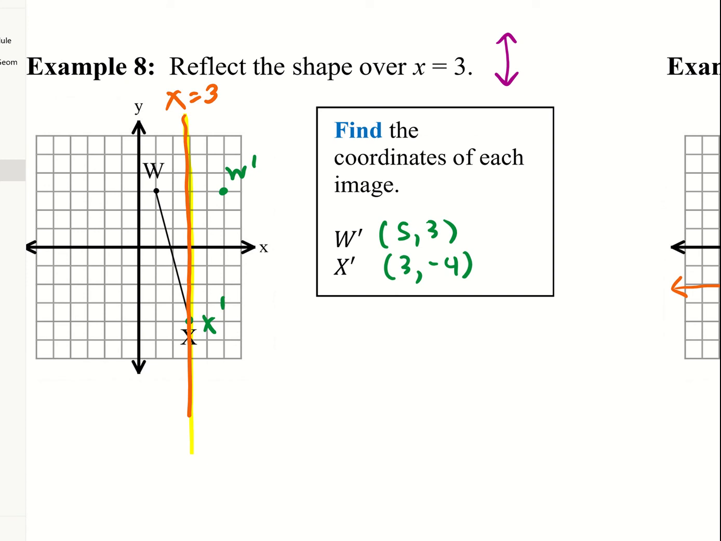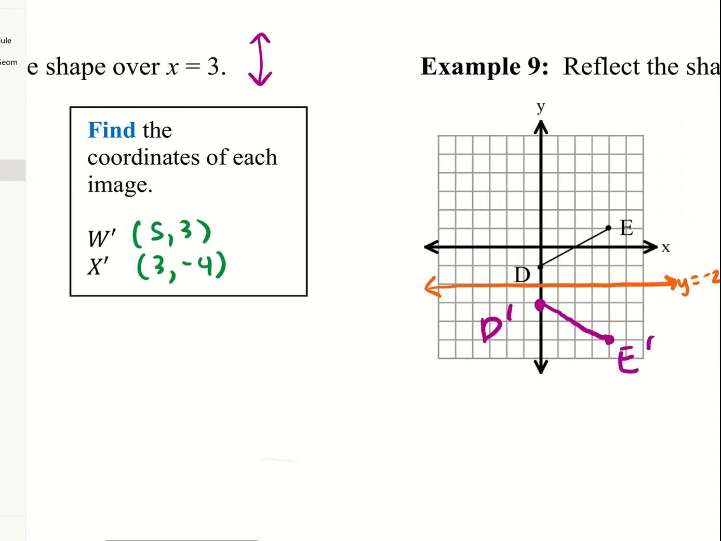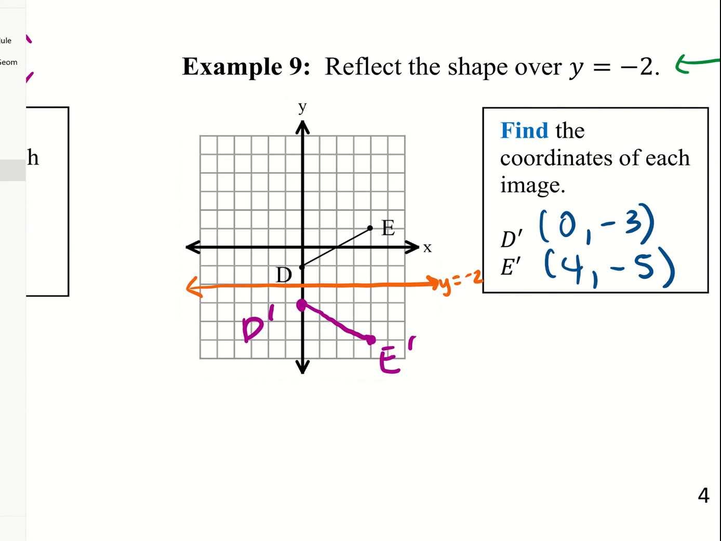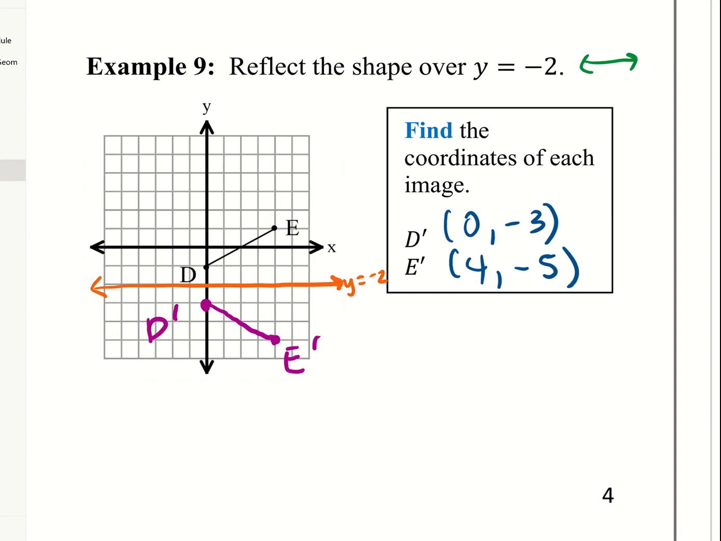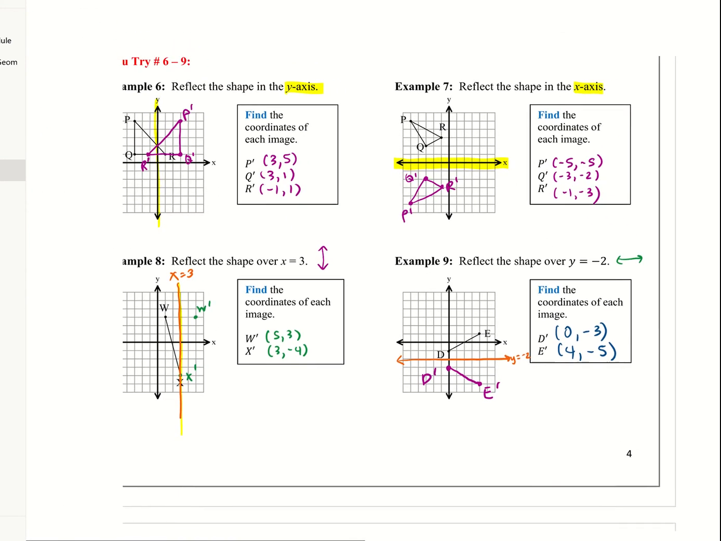Example 8, the line x equals 3 is a vertical line. What was interesting about this one, W was to the left and so it flips over to the right side, but X was on the original vertical line of reflection, so X prime did not move. If points are on the actual line, they stay there. And so that's what happened with X prime. It didn't move from X. Number 9, y equals -2 is a horizontal line. So DE was above that line. So D prime, E prime would be below the line. And again, check your ordered pairs. That is the end of this lesson.